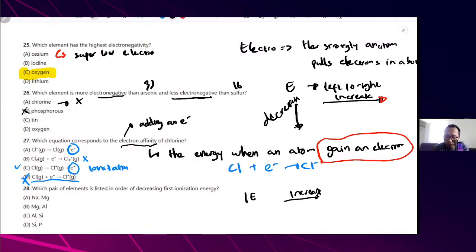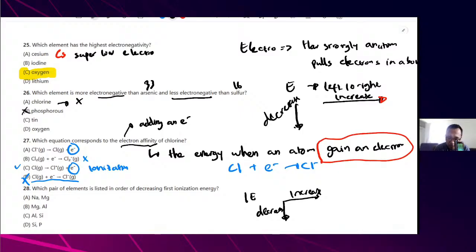Why? Because when we go right, there will be more protons. So to take out one electron needs much more energy. And then if we go down, it will decrease, because we are adding subshells. So to take out one electron is easier than for the top one. Okay, so let's evaluate the values again.